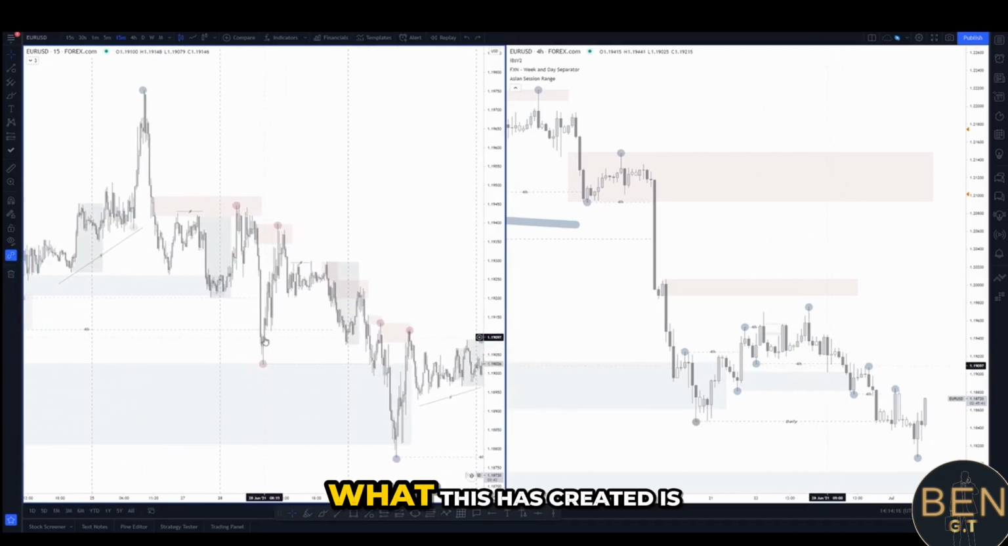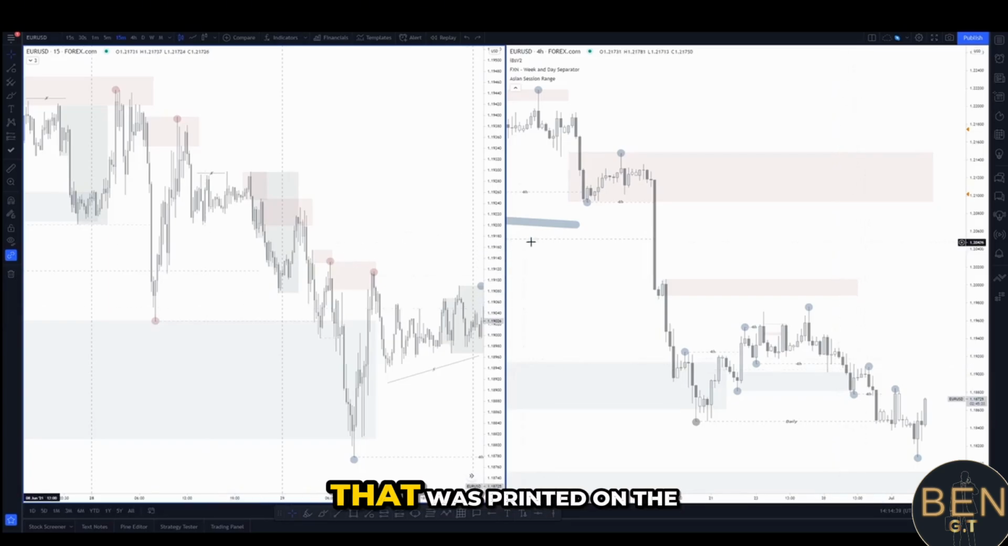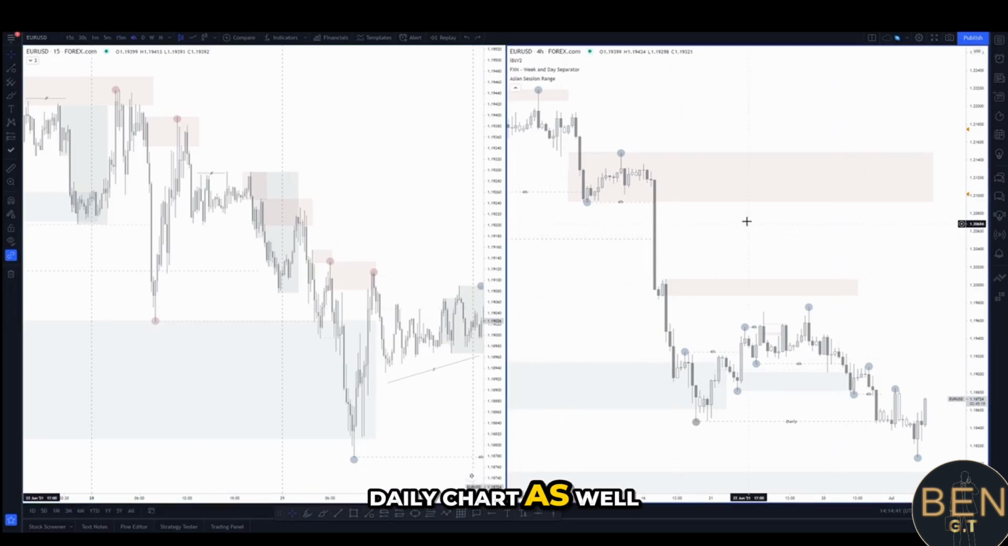And now what this has created is a downtrend on the 4-hour and the 15. So we're starting to really get confirmation that price is moving to the downside and that sells are in play. And what this is going to also help us understand is that more than likely the daily chart is going to start to continue moving to the downside, if in fact that was the lower high that was printed on the daily chart as well.